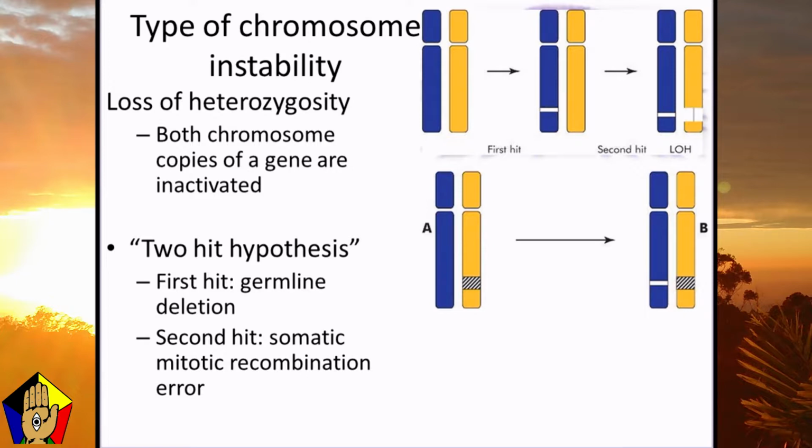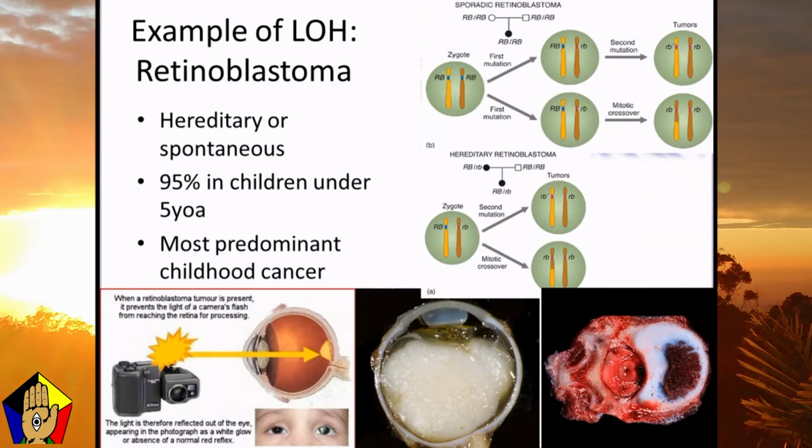One situation you'll probably see this in is retinoblastoma. Retinoblastoma is actually a common childhood cancer. About 95% of the retinoblastoma cases are children under 5 years of age. As I was saying, I said it wrong. But it can be hereditary. Remember, mom or dad can pass it down, or it can be spontaneous.